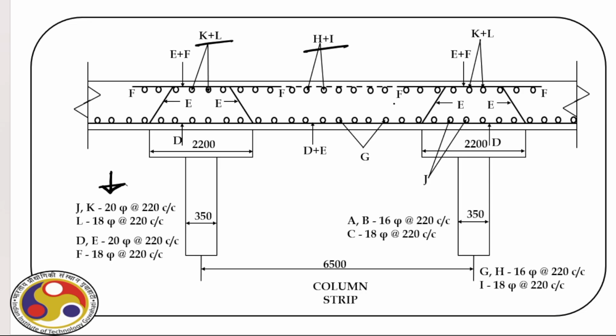Of course, if the cross section is not sufficient to provide adequate tau c, then you have to go for shear reinforcement. But in this example, we have tau v less than tau c. So we always try to design so that the cross section, the concrete itself, is sufficient to provide adequate strength against shear. So if you have any doubt, do let us know. We will clarify your doubt.